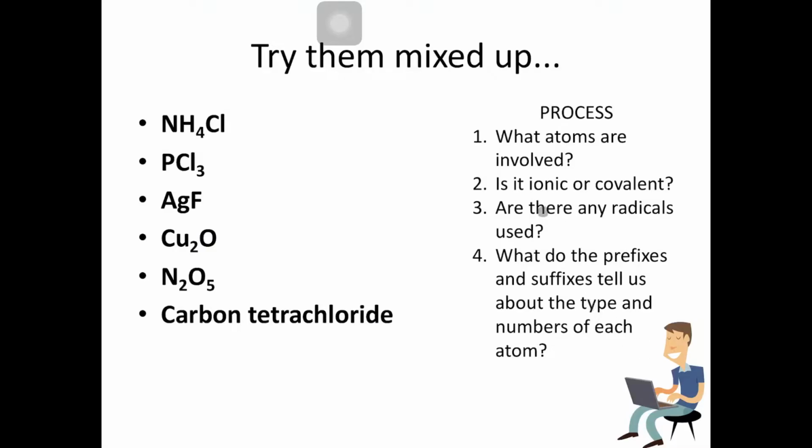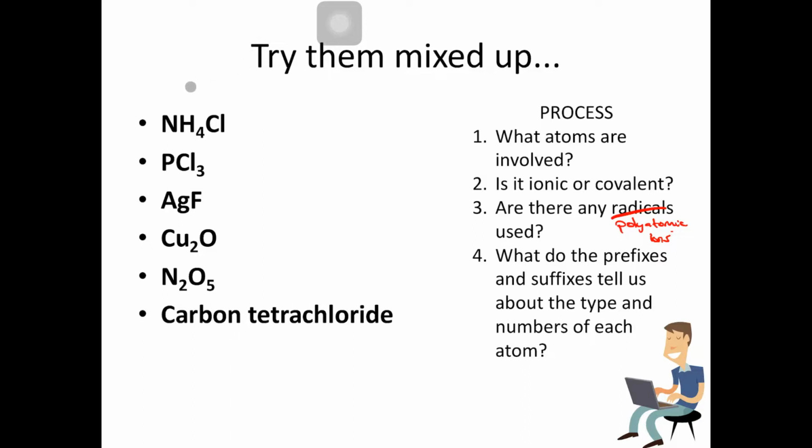Alrighty, let's try them mixed up now. Here we've got a few different examples of both ionic and covalent compounds, and you need to figure out, hey, which one's which. There's a little bit of a process I've identified over here to help you out. First of all, recognize what atoms are involved. Then, is it an ionic or covalent compound? Are there any radicals, or, as we'd probably know them now, polyatomic ions? Are any of them used? And we need to think about how we name polyatomic ions. And then what do the prefixes and suffixes tell us about the type and number of each atom? And what do we need to do? Pause the video, see how you go.